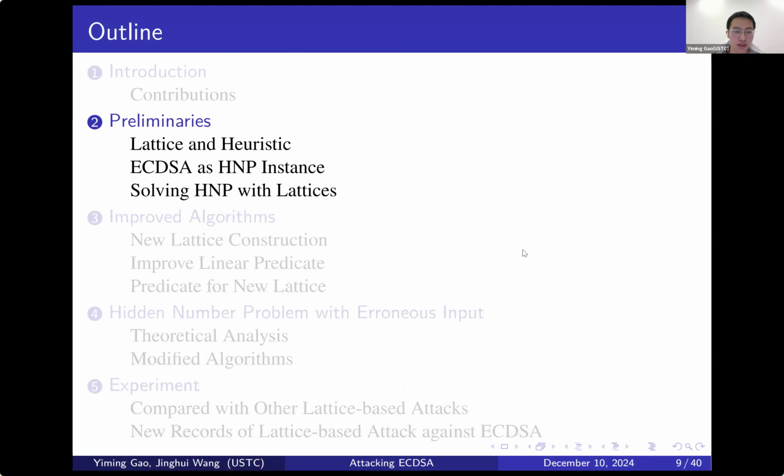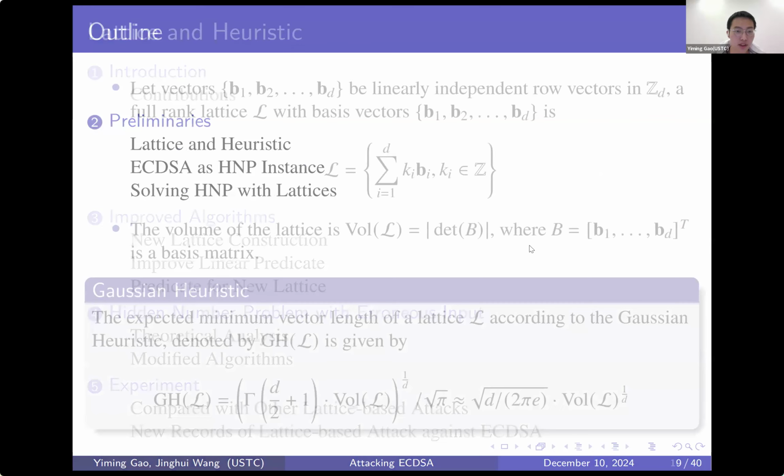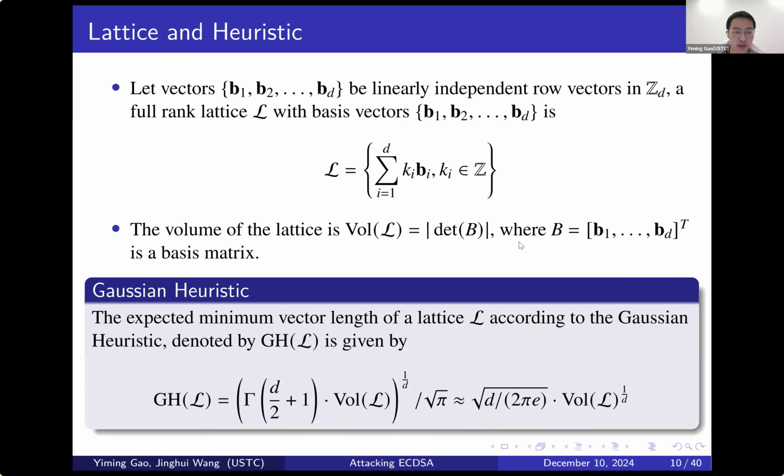Now I'm going to talk about some preliminaries. The first is the lattice. A lattice is defined as the integer combinations of linearly independent vectors. In this work, we only consider full-rank lattices, and the volume of the lattice is the determinant of a basis matrix. We use the Gaussian heuristic to estimate the expected minimum vector length of a lattice.